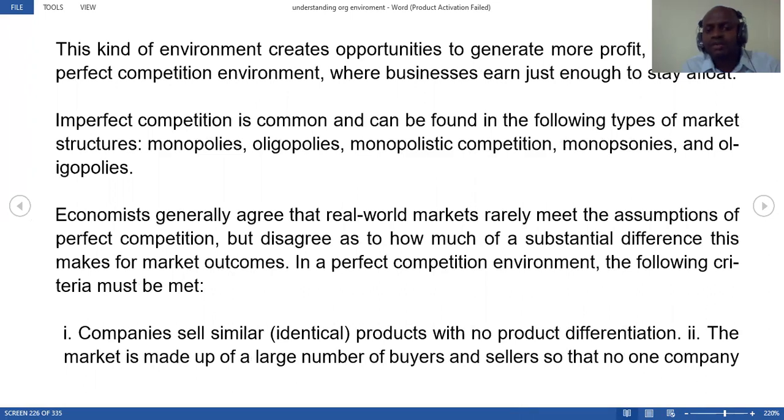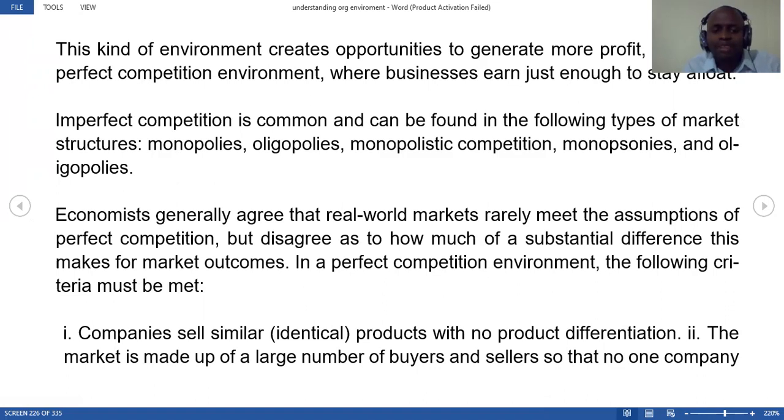Economists generally agree that real-world markets rarely meet the assumption of perfect competition. So there is no market that can be a perfect market. We really have maybe different characteristics that cannot justify a market to be a perfect market. For example, for a market to be perfect, the following must be met.